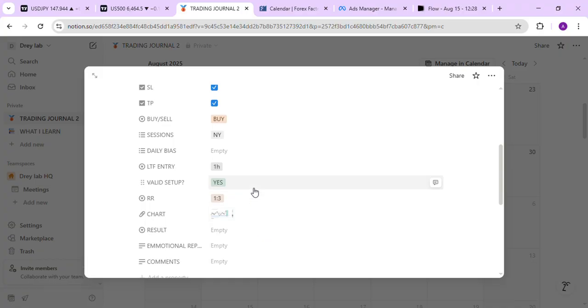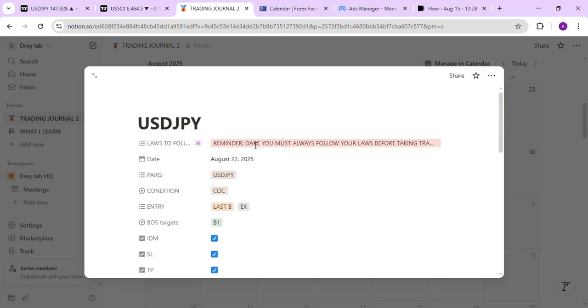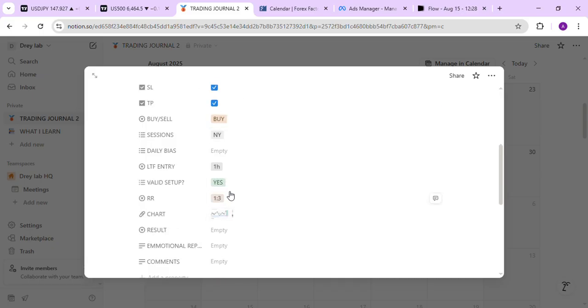You can see again, I still ask myself, is this a valid setup? You can see valid setup. I said yes. If it's no, I will put it. Let's say I give in to emotion in all this place, I was carried away and I got to this level, and my plan still asks me, is this a valid setup? I have to think again, is this a valid setup?